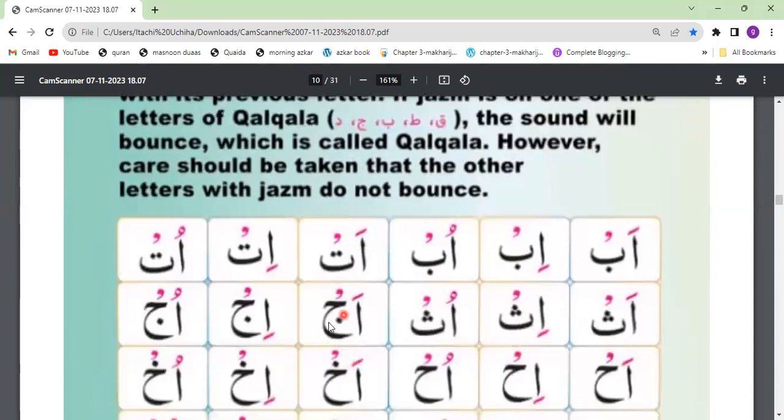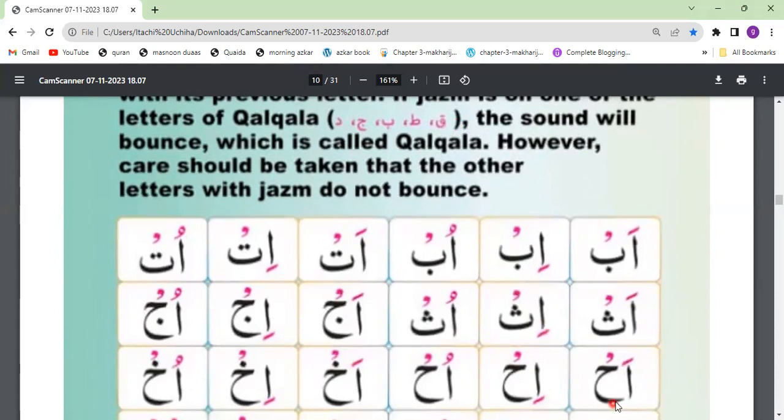Now we have the letter jim, which is one of the letters of qalqala. So when we join the hamza with the jim, we have to bounce the letter jim from the ending, like aj, like that. Aj, ij, uj. And whenever we do so, we make it the bouncy sound. What happens is the qalqala sound is coming. Okay? When this qalqala happens, it only happens with the 5 letters, not any other letter.